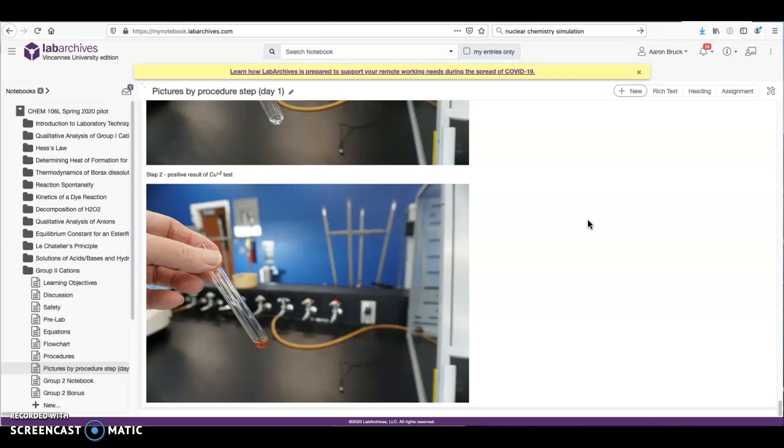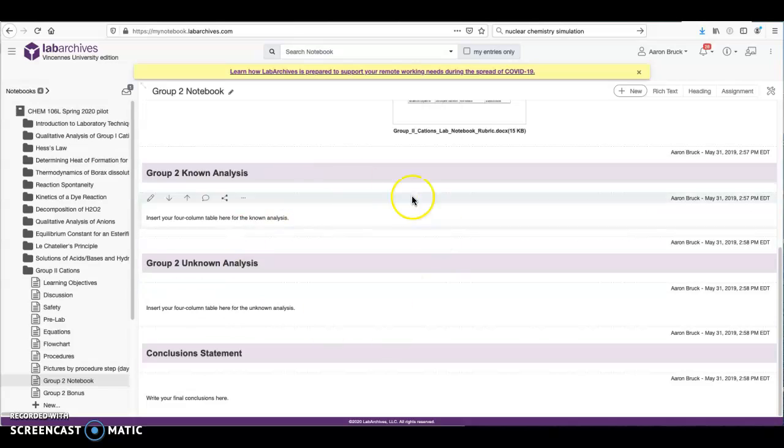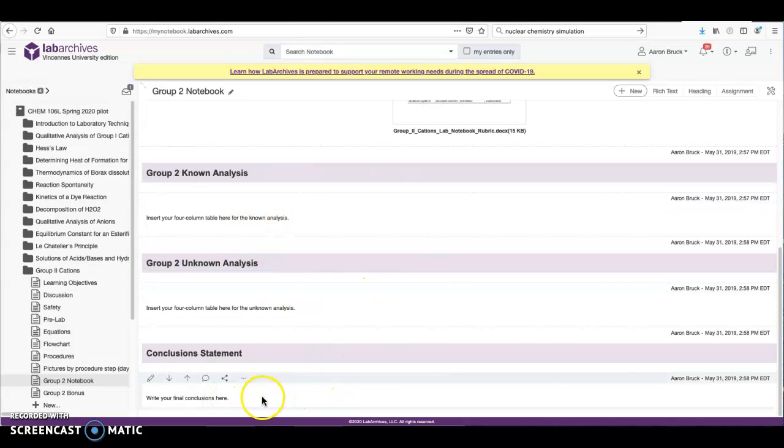So here are the results for day 1. By the time Wednesday's lab rolls around, I'll have the pictures and procedures up for day 2. Then at the end of the week, rolling into Monday's lab, I'll give you the procedure pictures for an unknown. As far as what you have to do, you'll have to convert all of those into your notebooks. You'll have to write a conclusion statement for the unknown that you're given.